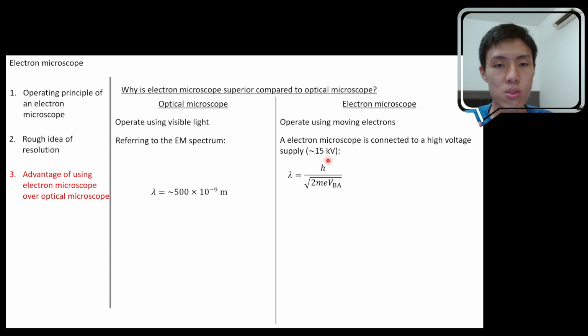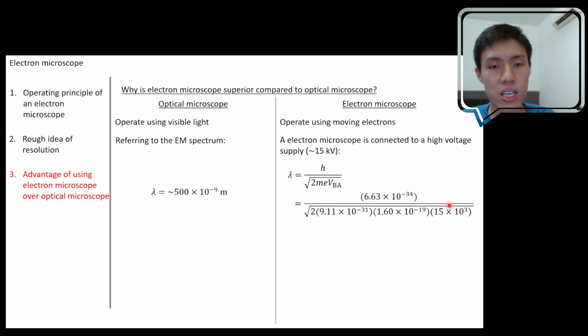To understand how this equation comes into place, maybe you should refer to that video on the Davisson-Germer experiment. But here, we are going to substitute the Planck constant, which is 6.63 times 10 to the power negative 34, the mass of the electron, the elementary charge, and also the accelerating voltage, which is usually around 15 kilovolt. You substitute these values and you get a wavelength on the order of 10 to the power negative 12. So already from here you can see a significant difference in the wavelength you are operating with when using an optical microscope or an electron microscope.